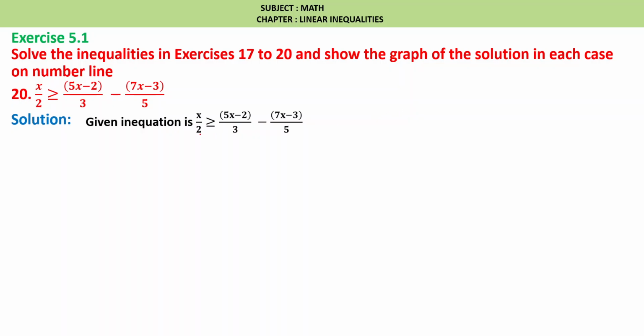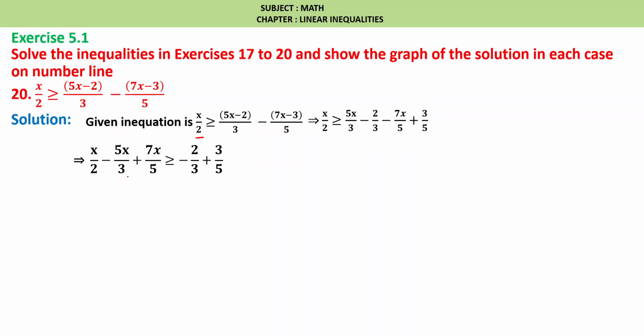The first term here, this is x by 2 greater than or equal to, first 5x by 3 and minus 2 by 3, minus 7x by 5, minus of minus is plus 3 by 5 we will get. Now let us transpose variables to the left hand side and keep constants on the right hand side. When we transpose the variables, the sign will change. 5x by 3 is a plus sign; once it comes to the left hand side, it will become minus. This minus 7x by 5 will come as plus 7x by 5.